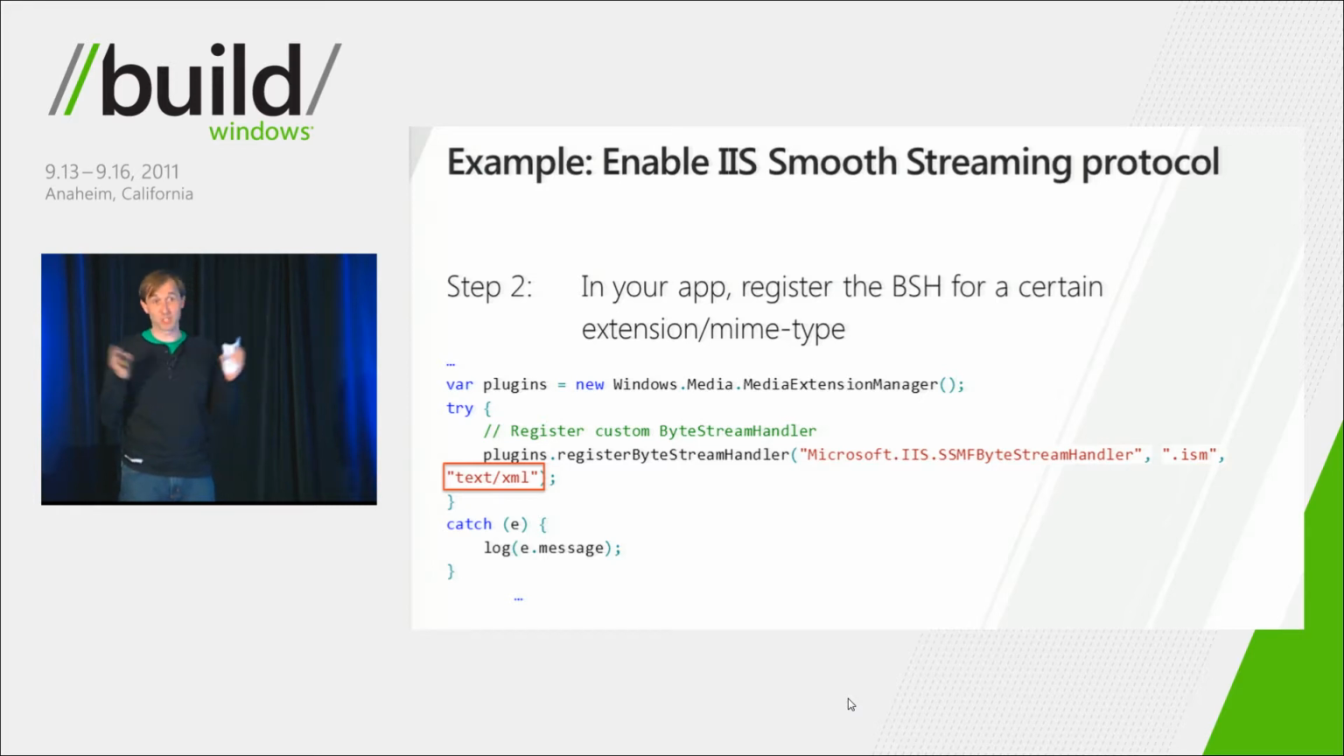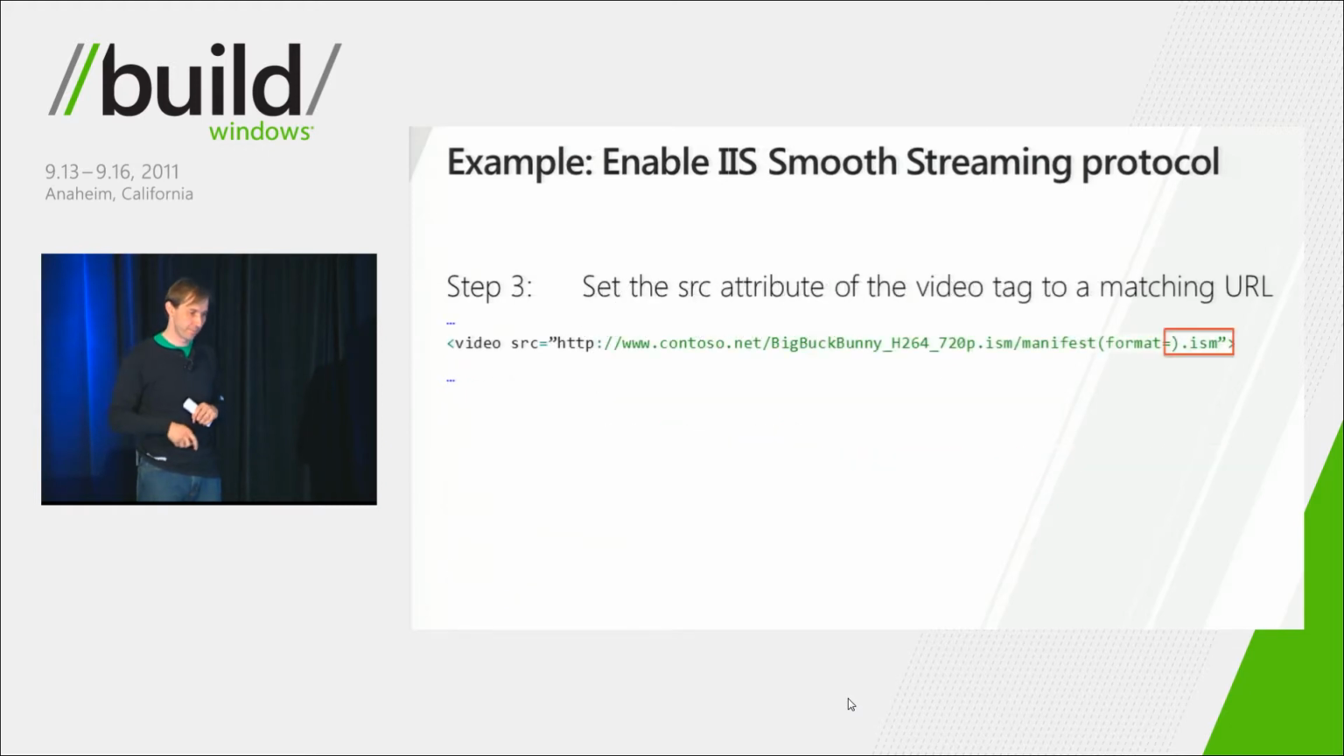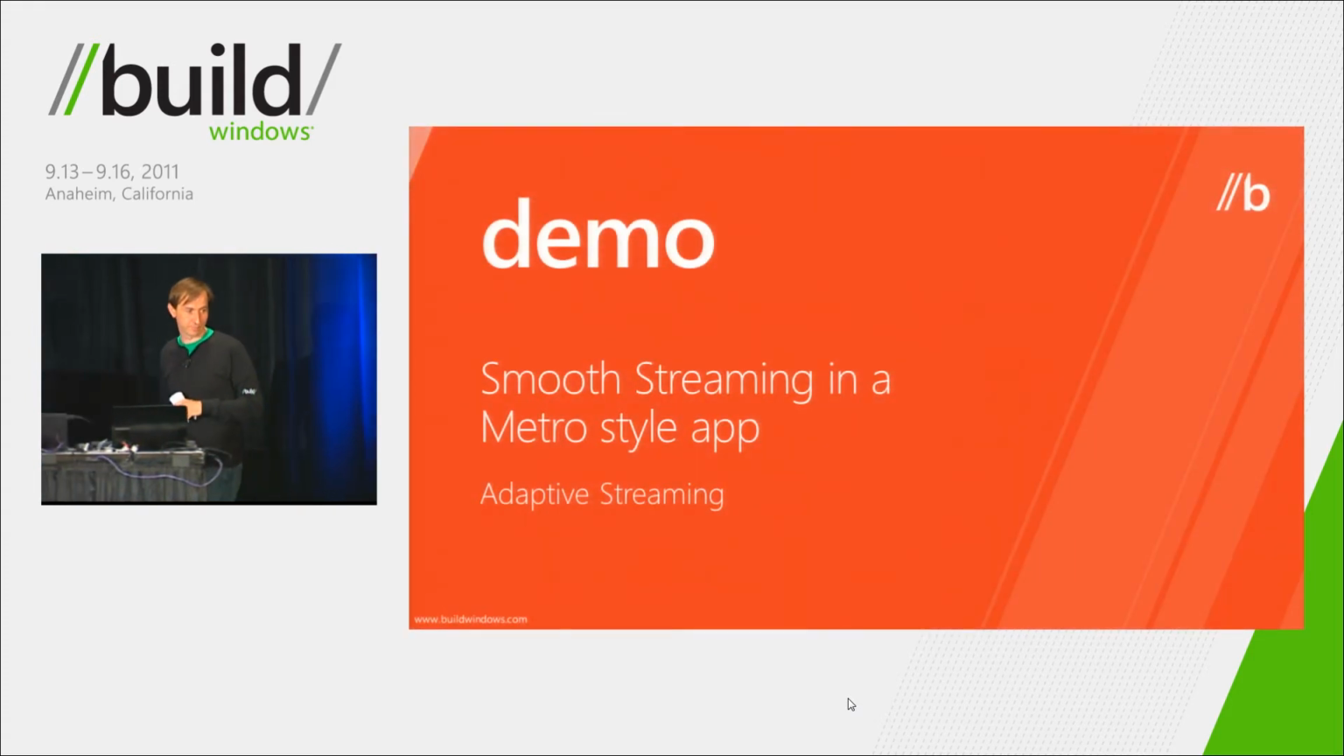And the bytestream handler can actually decline it, right? So I could say, oh, I can't, this is actually some other XML that I don't understand, and then we'll try the next one that is mapping to the same. And then the third step is actually setting up our video tag here with the source that is pointing to this content.